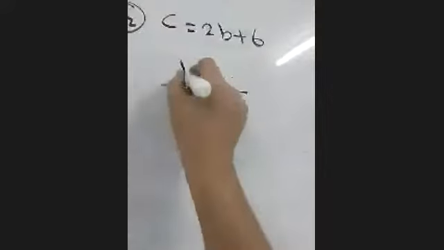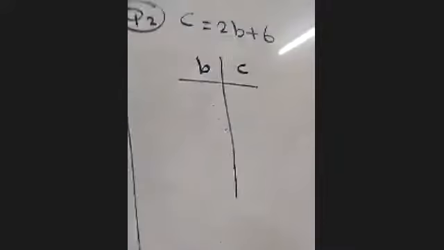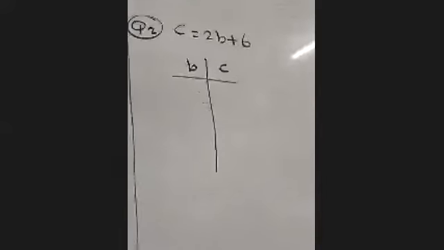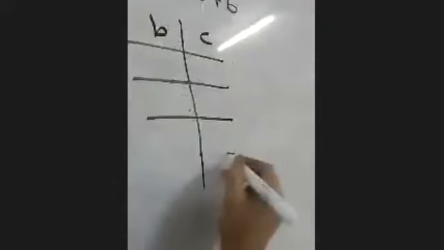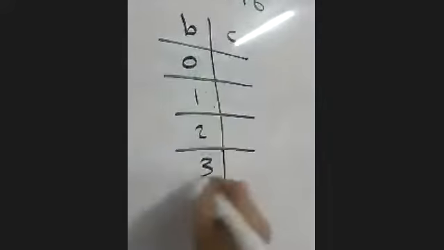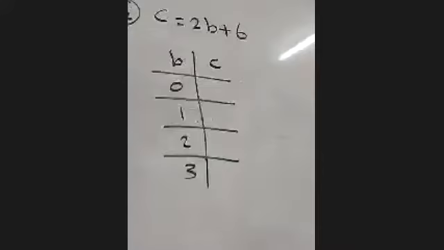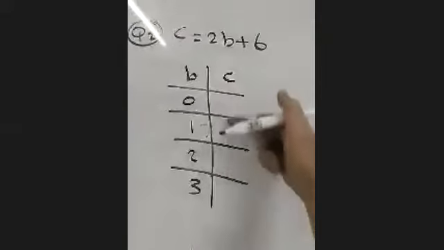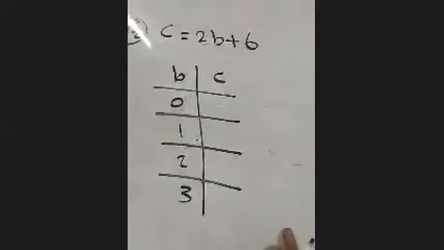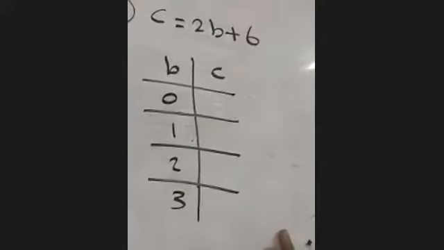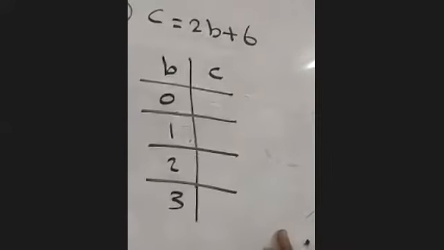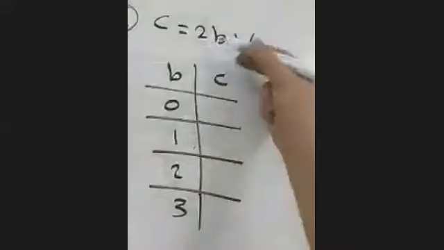Here we put B, Omar, and here we put C, right? Yes. Now, we said we choose numbers, right? Choose numbers. 0, 1, 2, 3. Now how will we find the C's here? By multiplying by 2 and plus 6. Exactly. 2 multiply 0 is 0, plus 6 is 6. 2 multiply 1 is 2, plus 6 is 8.